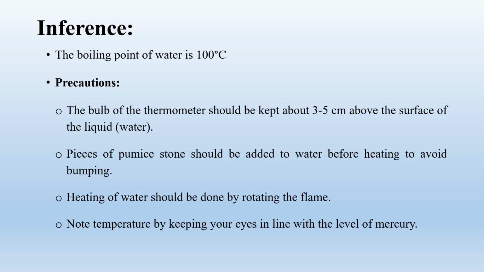Precautions. The bulb of the thermometer should be kept about 3 to 5 centimeters above the surface of the liquid, water. Pieces of pumice stone should be added to water before heating to avoid bumping. Heating of water should be done by rotating the flame. Note temperature by keeping your eyes in line with the level of mercury.